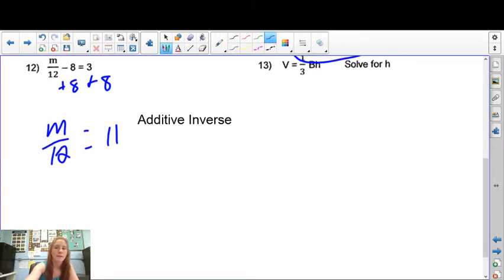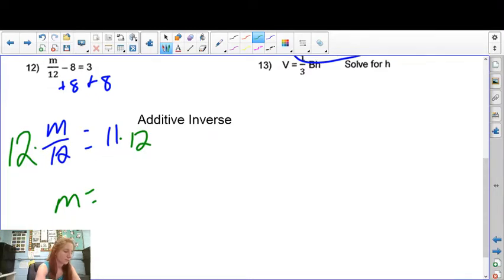All right, next I need to continue getting this by itself, so I'm going to multiply by 12. I can never remember this one, I don't know why. And that's my multiplicative inverse.